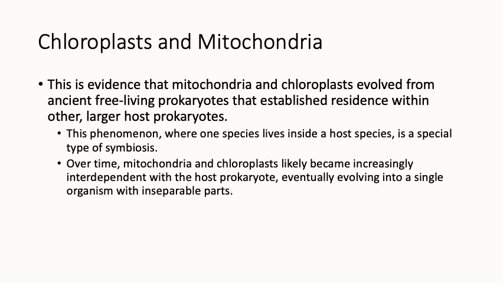The unique features of chloroplasts and mitochondria provide strong evidence for the endosymbiotic theory. This theory proposes that these organelles originated as free-living prokaryotic cells that were engulfed by a larger host cell. Instead of being digested, they formed a mutually beneficial relationship within the cell. Over time, the relationship became permanent, with the host cell and the internalized cells becoming increasingly interdependent. Eventually, this partnership gave rise to modern eukaryotic cells with chloroplasts and mitochondria as integral components.